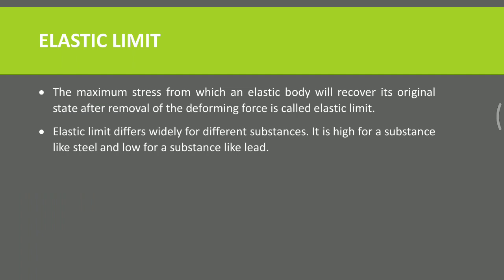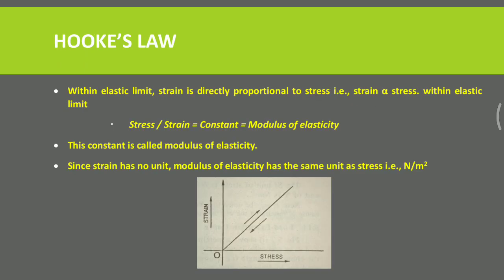Now we shall find out what is an elastic limit. The maximum stress from which an elastic body will recover its original state after removal of the deforming force is called the elastic limit. The elastic limit differs widely for different substances, and it is high for a substance like steel and low for a substance like lead.